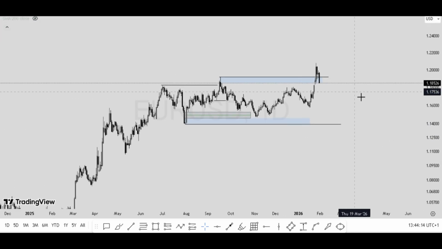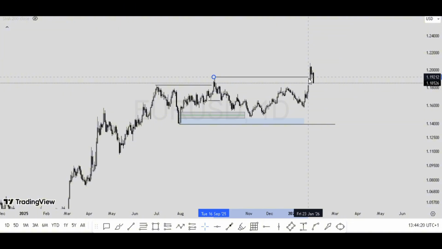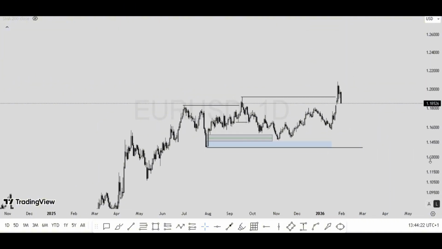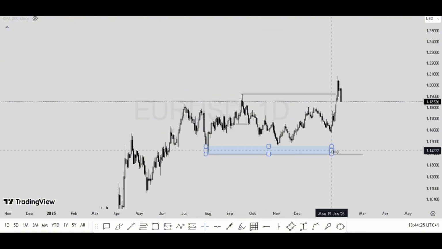Okay, so you can see EUR/USD. I also marked the same setup. I've marked it down so that it will save us time, and I will explain it, but I didn't do the marking recently, so I will explain it.